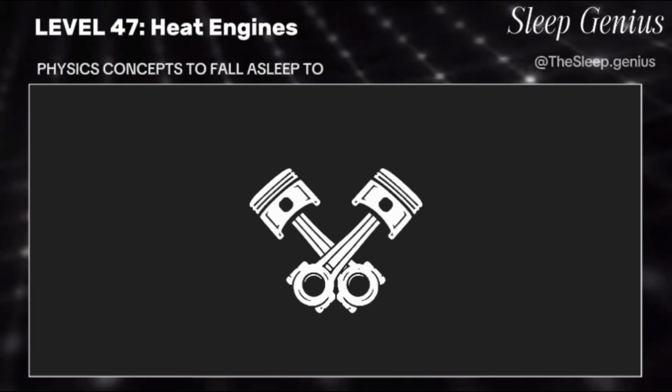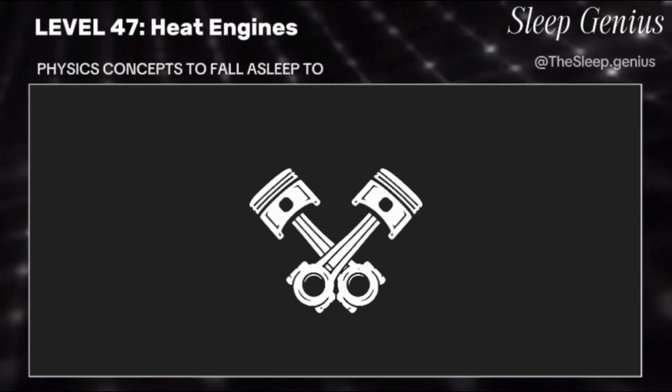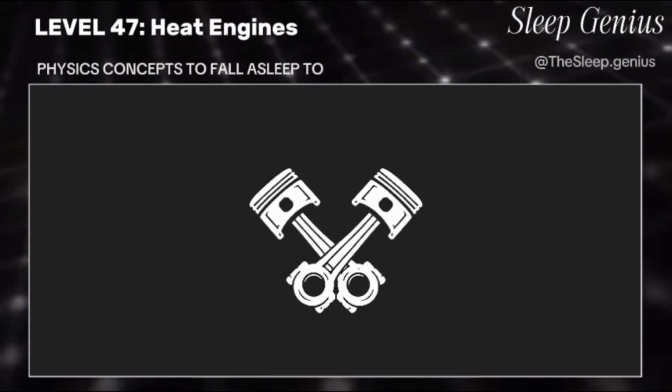The engine follows a cycle. Heat enters, work is done, and heat leaves. This cycle repeats again and again. Each step is connected, forming a closed loop that allows continuous operation.